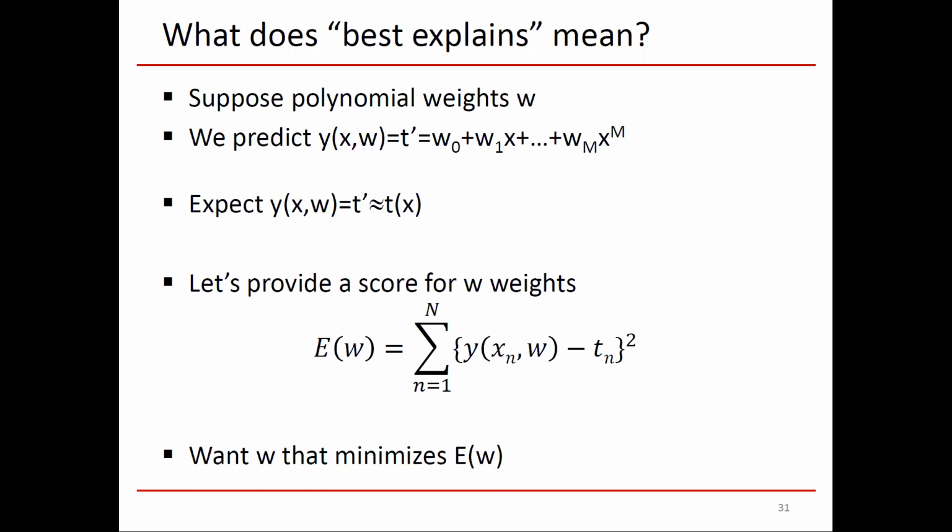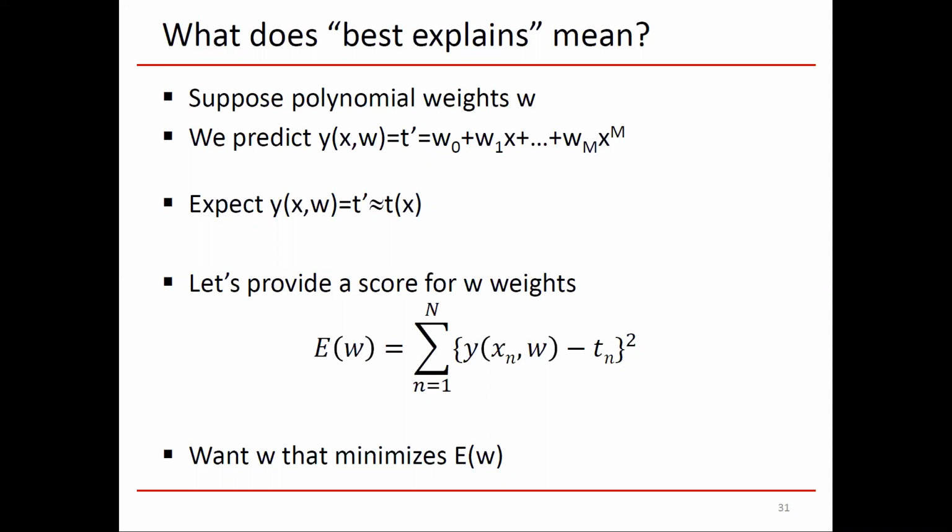And what does best explain mean? So suppose that we have polynomial weights w. That's hypothetically what we'd like to do. We want to predict t, the target, as a function of x, the locations, and the weights. So t prime, our prediction, is going to be w0, a constant, an offset, plus w1 times x, plus w2 times x squared, up to wM times x to the power of M. So the w's are weights.